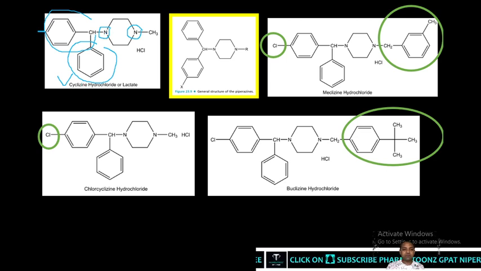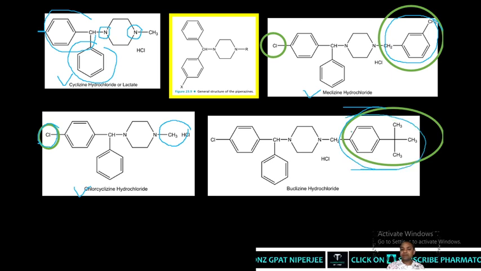So in the structure of cyclizine, if we introduce chlorine, then it's the structure of chlorcyclizine. In the structure of chlorcyclizine, instead of this methyl group, a meta-methylbenzyl group is introduced, then it is the structure of meclizine. And in the structure of meclizine, if this meta-methylbenzyl group is replaced by a para-tert-butyl benzyl group, then it's the structure of buclizine.